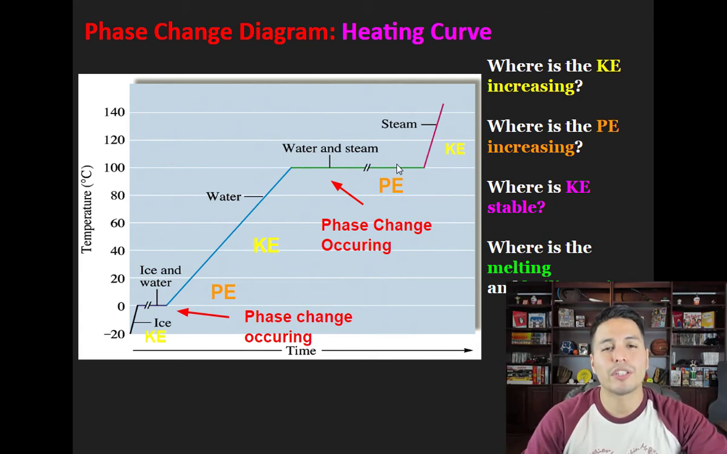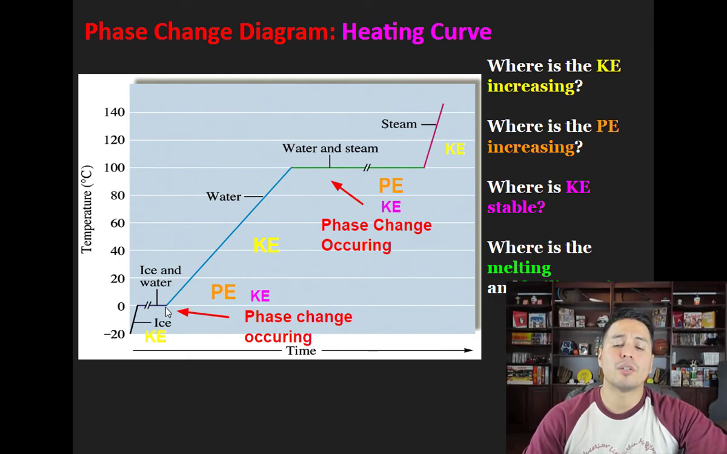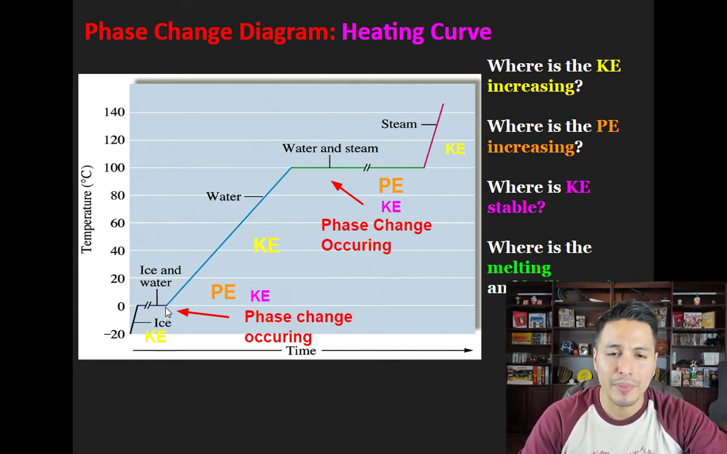Next, it says, where's your kinetic energy stable? Well, your kinetic energy is stable wherever your potential energy is occurring. So my kinetic energy must be stable right here and also right here. The final question is asking, where's your melting and boiling points? Well, in order to really understand this, let's ask ourselves, what does melting point mean? Melting point is the temperature change that it takes to go from a solid to a liquid.